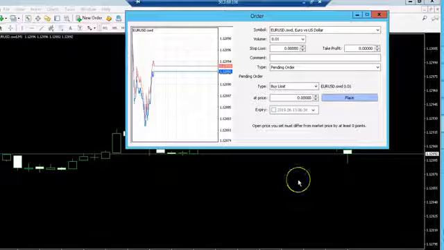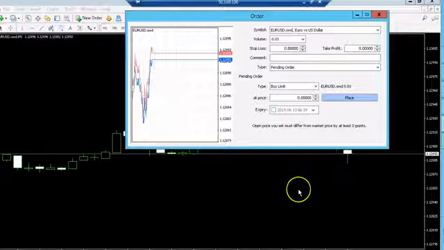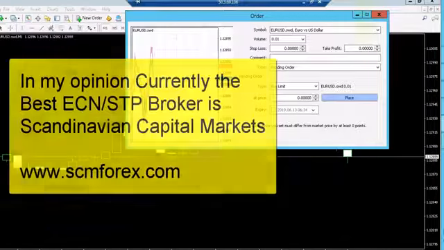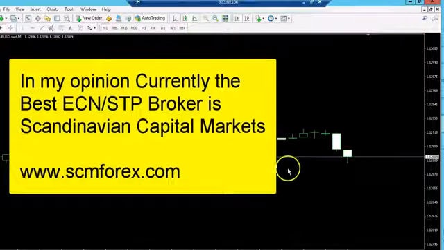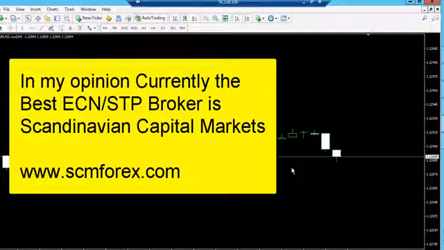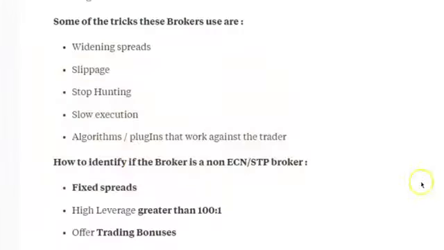Alright, so why do you want to have these type of brokers? I'm just going to quickly go through some of the tricks that the market maker brokers try and play on you. And these are some of the things that the market maker brokers will try and do on your account in order for them to make more money out of the process.